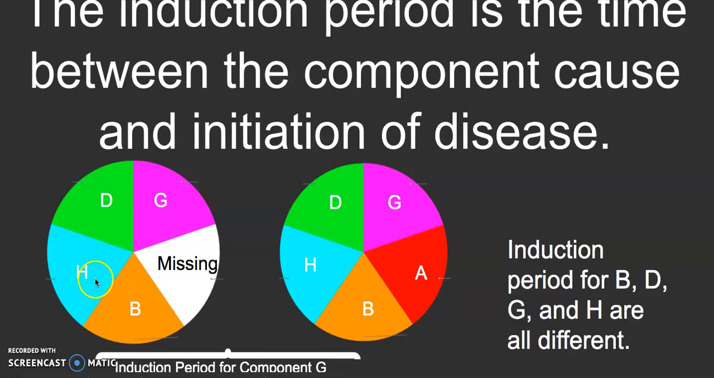It's important to note that induction periods for each different component cause can be different. So say B in this example is that he had a concussion when he was 7. So it's almost 30 years between these two events that end up causing this entire sufficient cause mechanism in order for him to have a broken back.